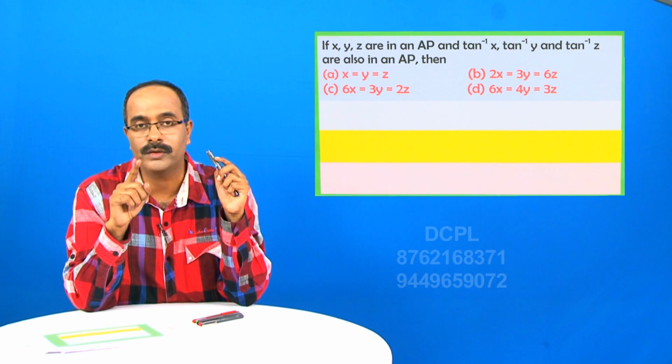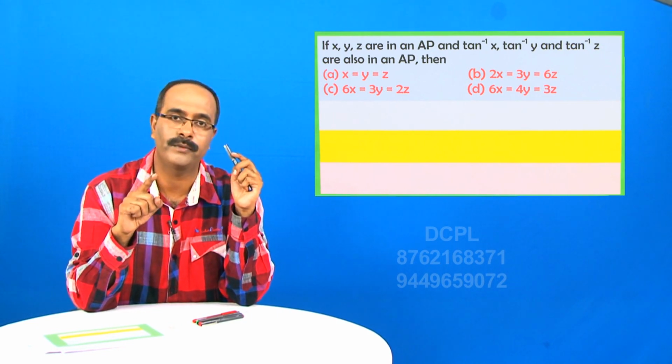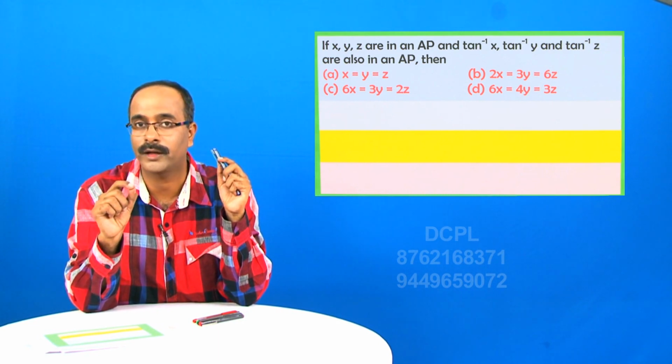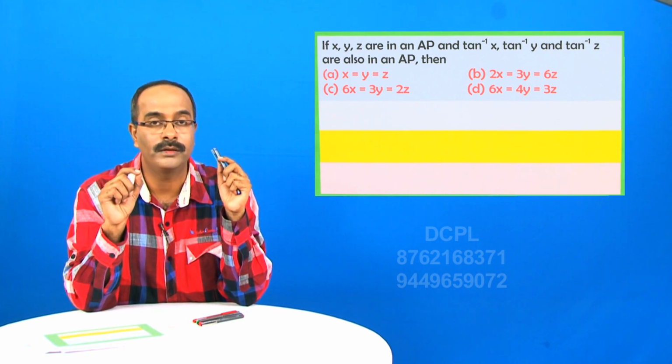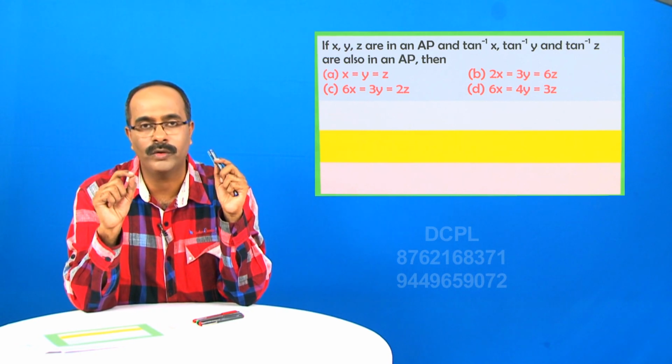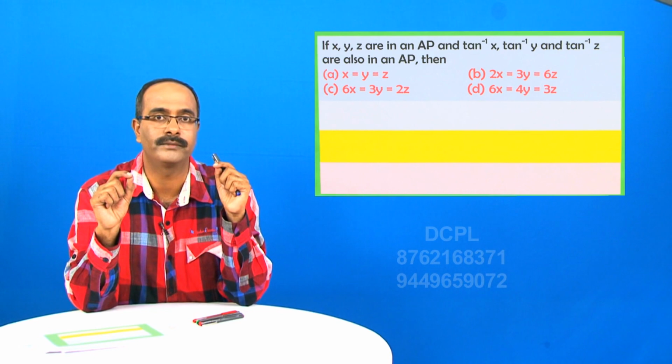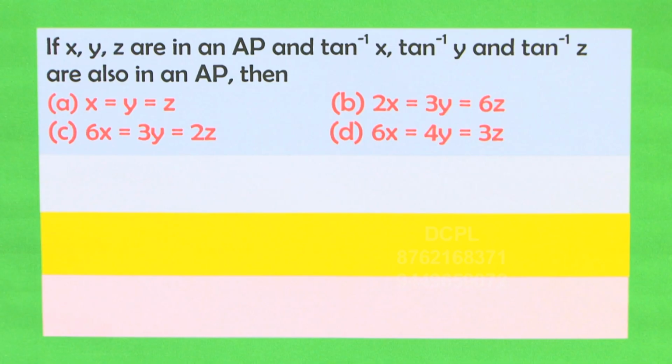Suppose x, y, z are in AP, and tan inverse of x, tan inverse of y and tan inverse of z are also in AP. This is possible only when x, y, z are equal. Look at this, dear students. We have a question here. x, y, z are in AP. Tan inverse of x, tan inverse of y and tan inverse of z are also in AP. Then what is the relation between x, y, z is the question.